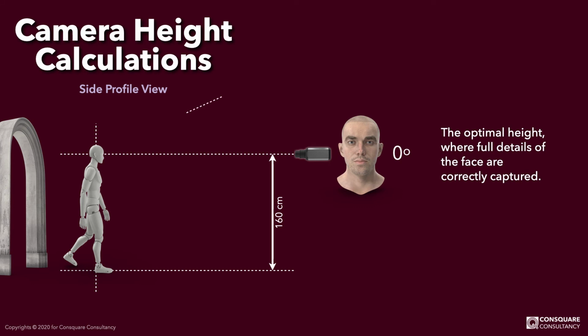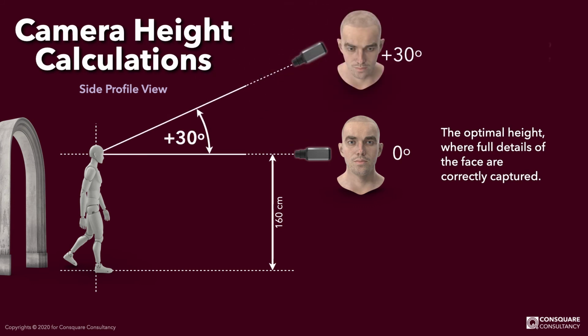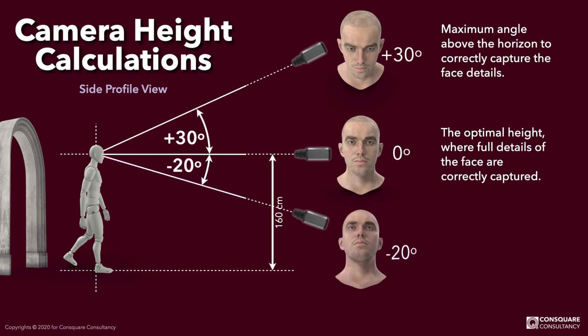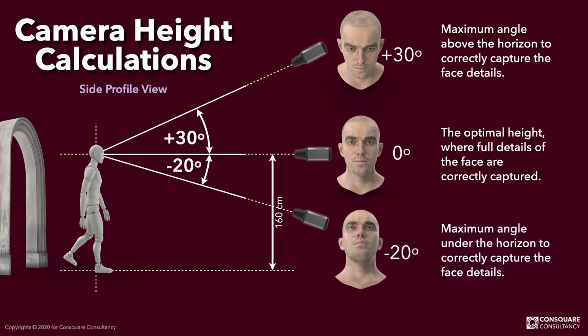In ConSquare Consultancy, we found that the maximum angle above the horizon to correctly capture the face details is 30 degrees. This is the maximum angle above the horizon to correctly capture the face details. Sometimes and under certain conditions, the choice to go under the horizontal line is more feasible. In this case, the maximum angle to go down is 20 degrees under the horizontal line at the 1.6 meter.